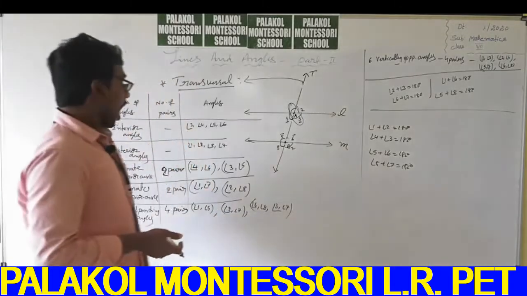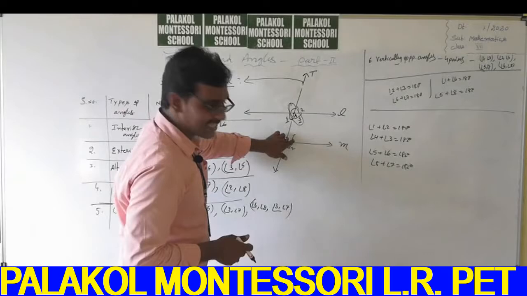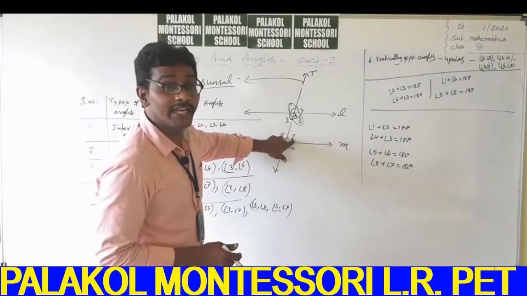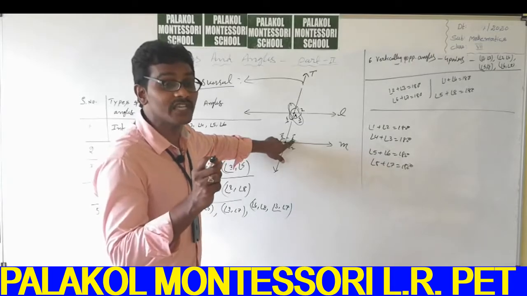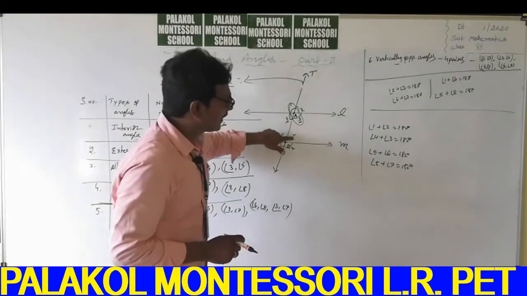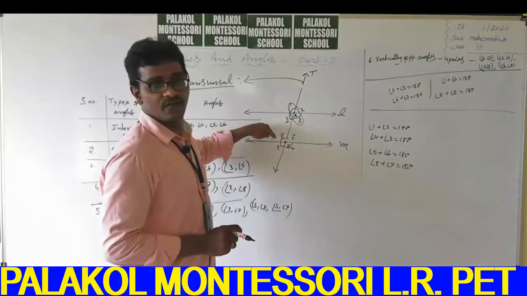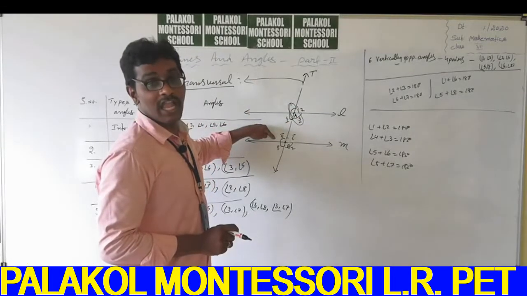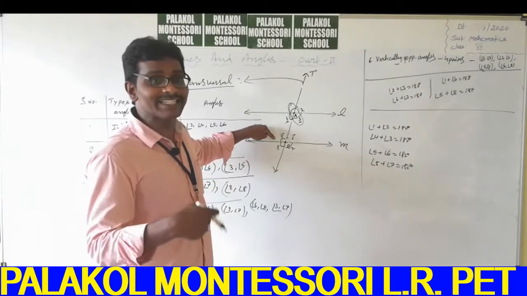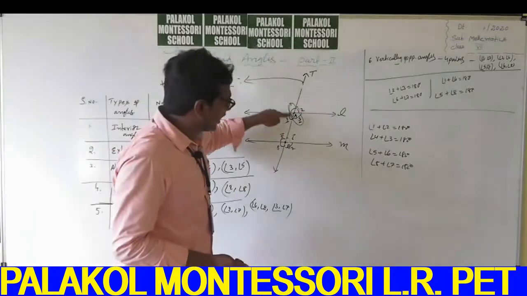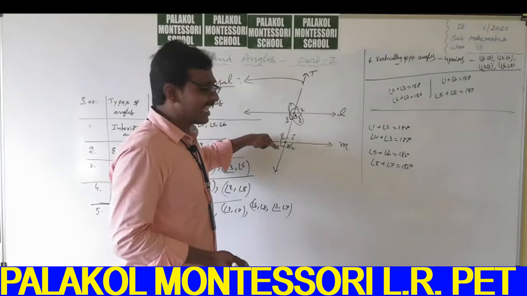Next one, alternate interior angles are also equal. Angle 4 equals angle 6. Alternate interior angles are also equal. Angle 4 is equal to angle 6. Angle 3 is equal to angle 5. Alternate exterior angles are also equal. Angle 1 equals angle 7. Angle 2 is equal to angle 8.